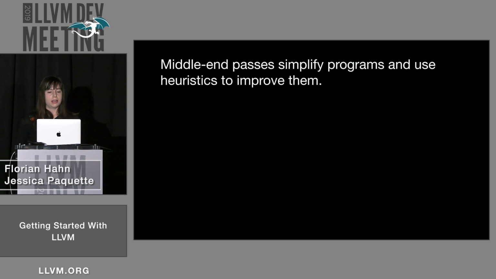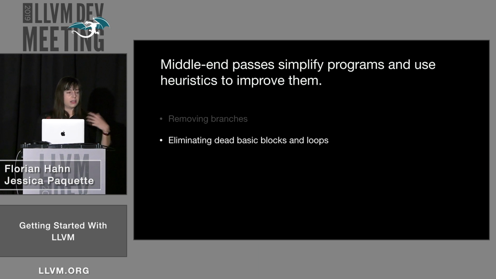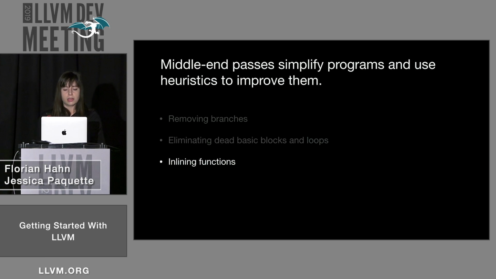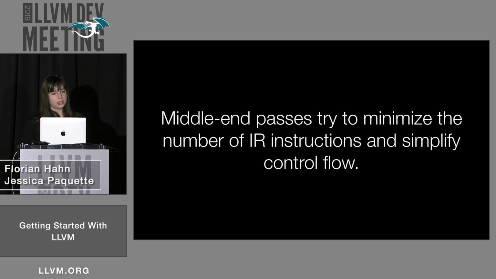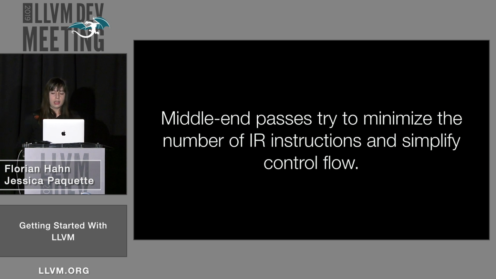The general theme here is that middle-end passes simplify programs, and they use heuristics to improve them. And these changes are generally good decisions across many targets. Some examples of these include removing branches, eliminating dead code constructs, and inlining functions. So the overall theme is that middle-end transformations are going to try and reduce the number of IR instructions in a program and simplify control flow. This puts the IR in a sort of canonical form, which should be able to produce a good program for many targets. However, this doesn't take into account the target itself.